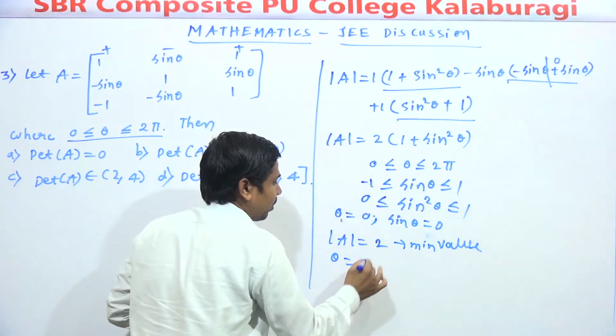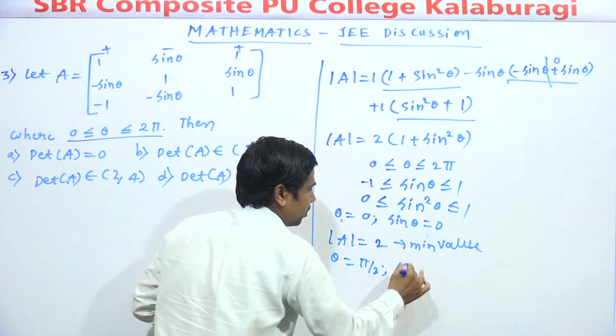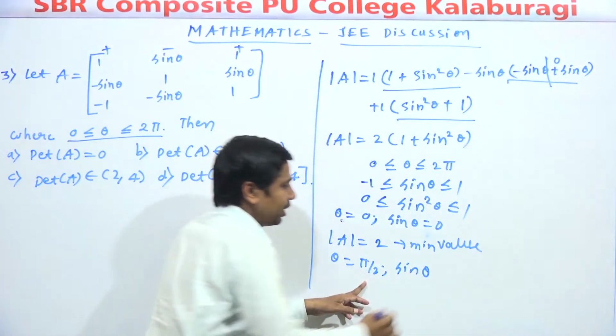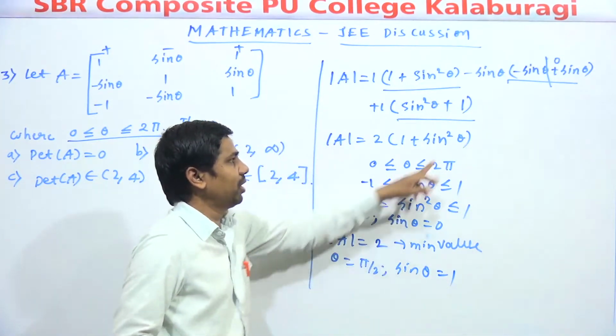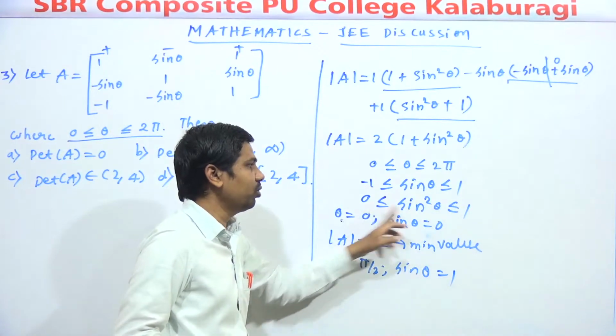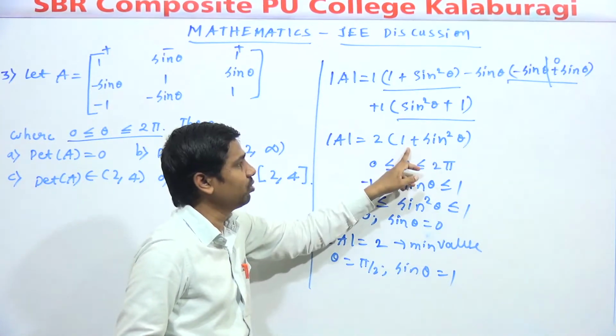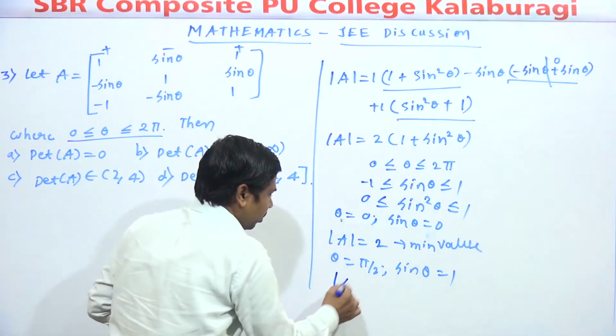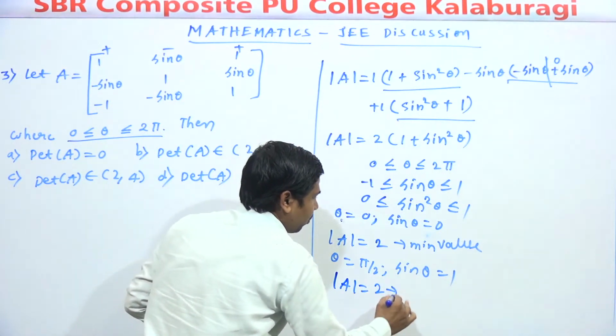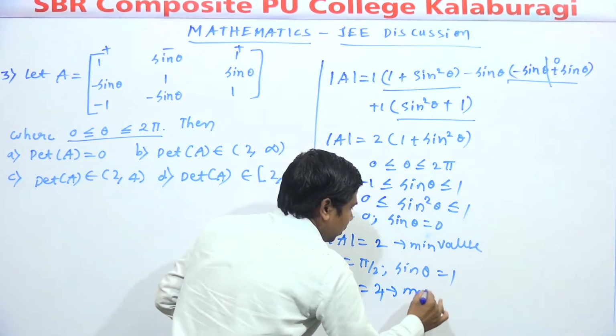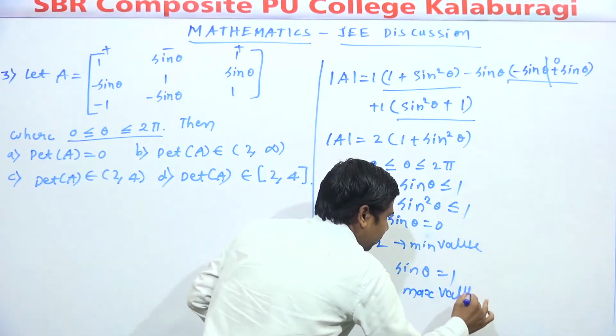And when I take theta equal to pi by 2, sin 90 degrees is 1, and I get the maximum value. So the minimum value of sin square is 0 and the maximum is plus 1. Sin 90 is equal to 1, 1 plus 1 is 2, 2 times 2 is 4. So the determinant of A equals 4. This is your maximum value.